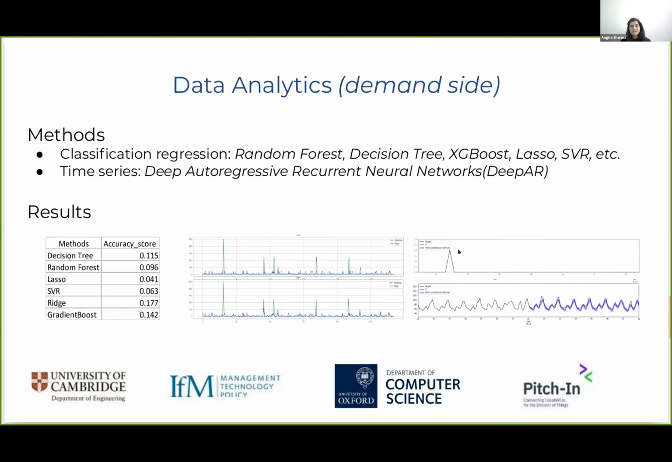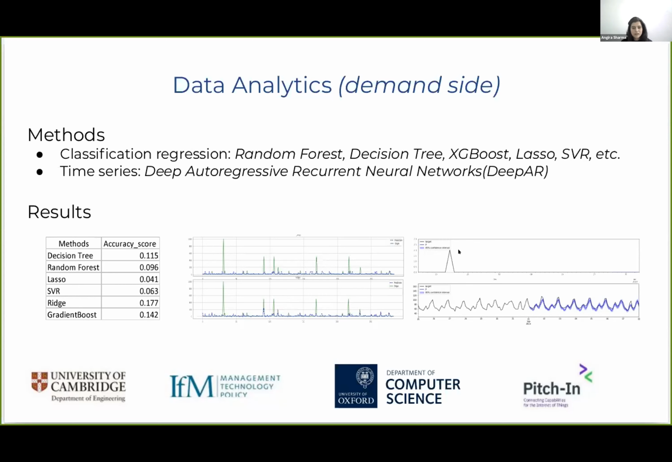Talking a bit about the analytics that we conducted. We mainly use machine learning methods to identify the supply chain patterns and test analytics. We tested a bunch of classification, regression, and time series methods on the demand side to predict the demand. But because we didn't have that much data, it was only 1,000 plus records on 200 parts for 3 years, the accuracy is not that good.